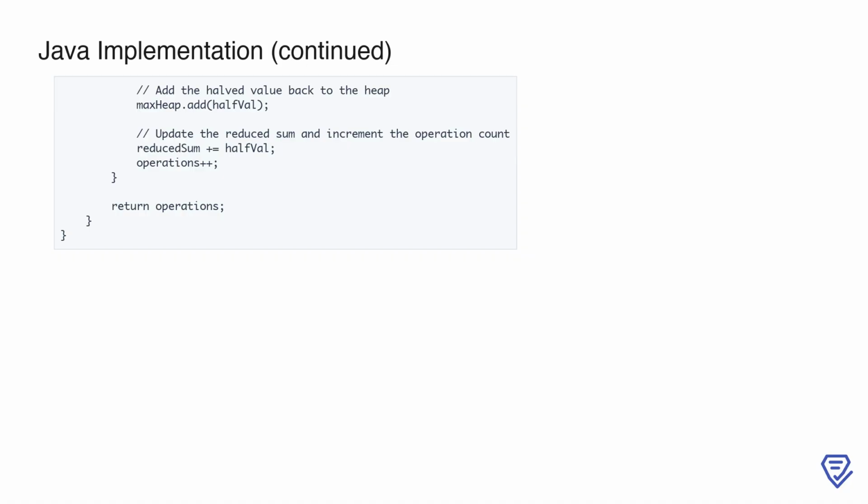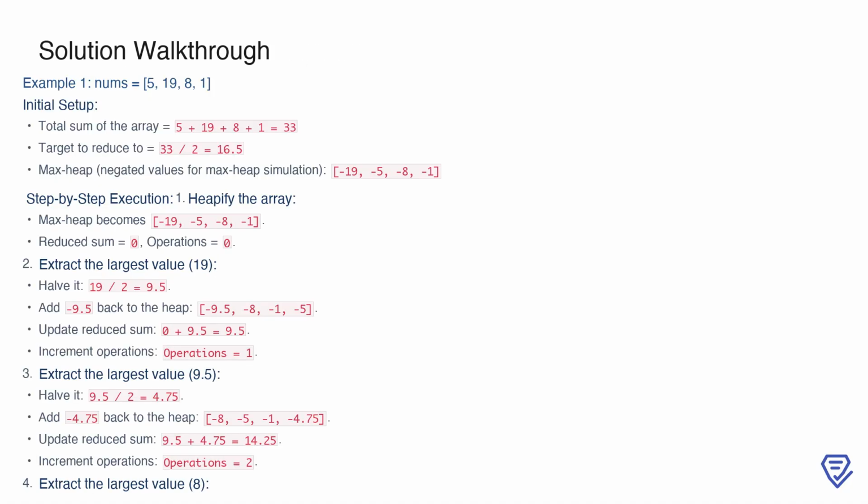the number of operations. To begin solving this problem, we start with the array nums equals 5, 19, 8, 1. First, we calculate the total sum of the array, which is 5 plus 19 plus 8 plus 1 is equal to 33. Our goal is to reduce this sum to half, which is 33 divided by 2 is equal to 16.5.